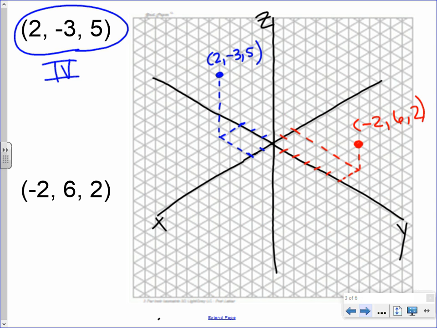Kelsey, what do you think about the octant? Kelsey thinks it's octant 2. Do you agree with her? Yes, it is in octant 2. Okay, when x turns negative, but the others are positive, Gabe, it would be octant 2.